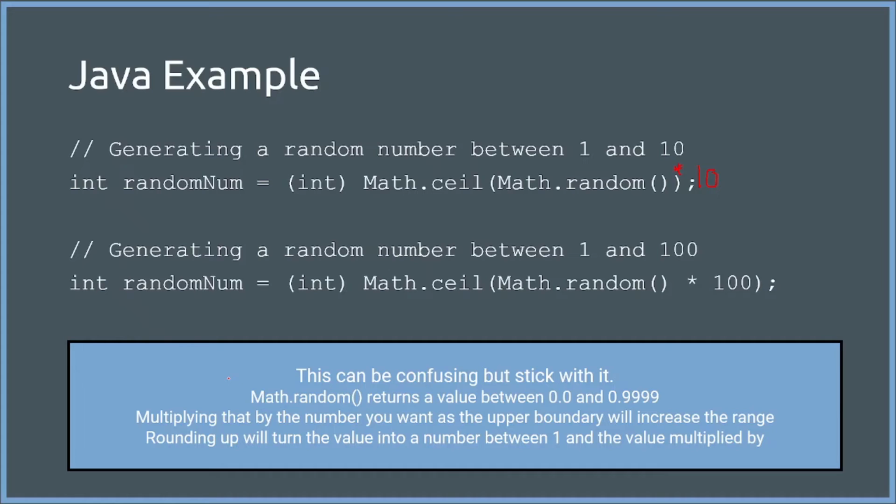Math.random returns a value between 0.0 and 0.9999. Multiplying by that number will give you an upper boundary to increase your range. So if I times it by 60, it'll give me a random number between 0.0 and 59.9999. By then using Math.ceil, that will round it up to the nearest integer. So that would then shift it from 0.0 to 59.9 to 1 to 60. So that is how that works. That's how you add your range with Java.